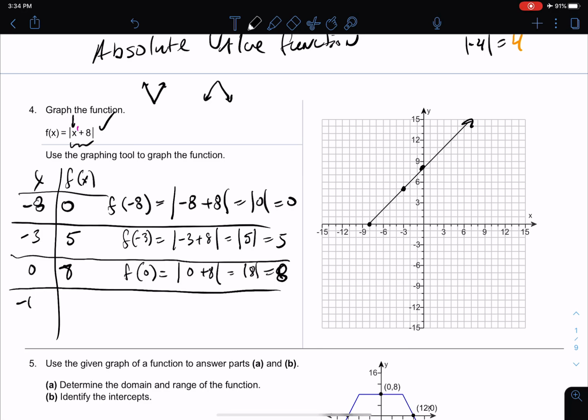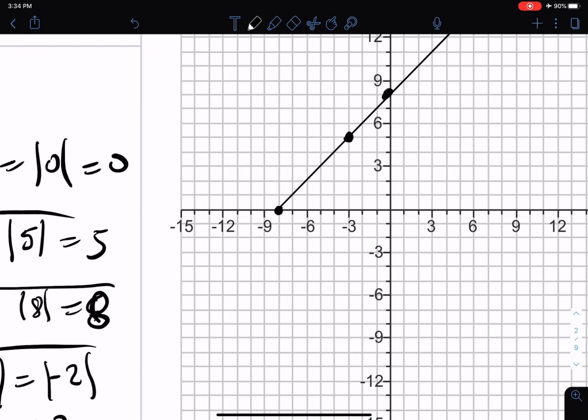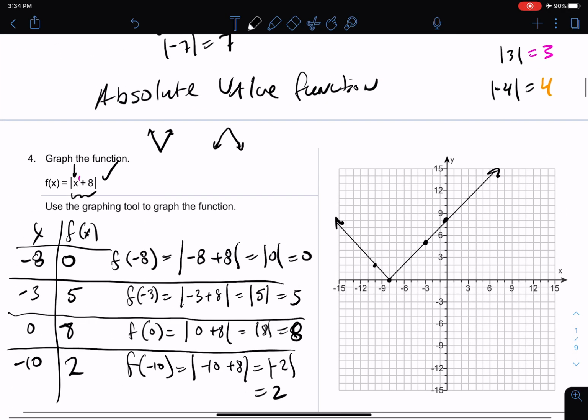How about negative 10? So if I put negative 10 into my function for x plus 8, well, that gives me an absolute value of negative 2, which equals 2. So I've got negative 10, and now you can really see it. Negative 10 up to, yeah, this thing is bouncing back up, which is what makes it an absolute value. It's just making it a V.